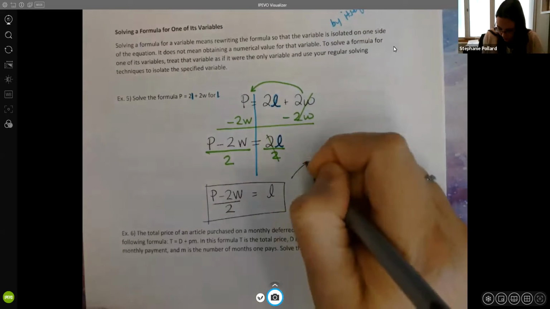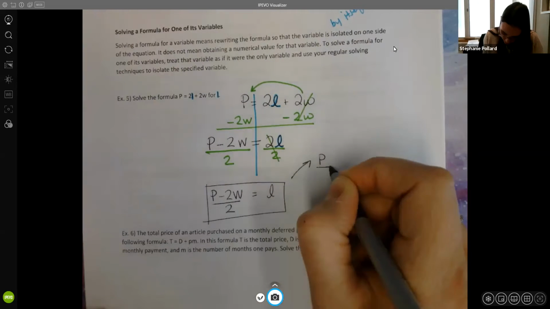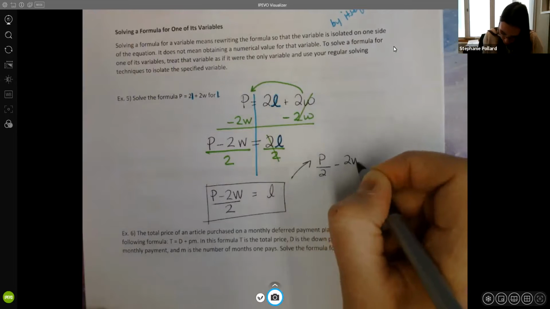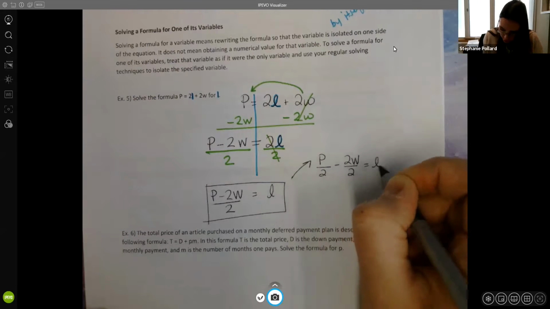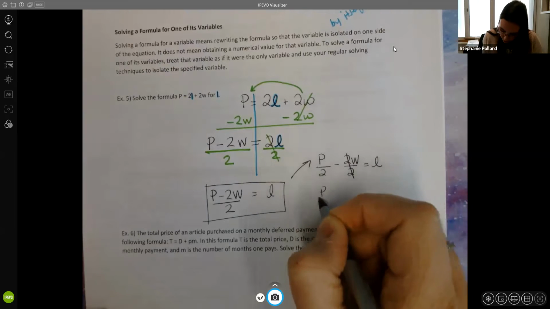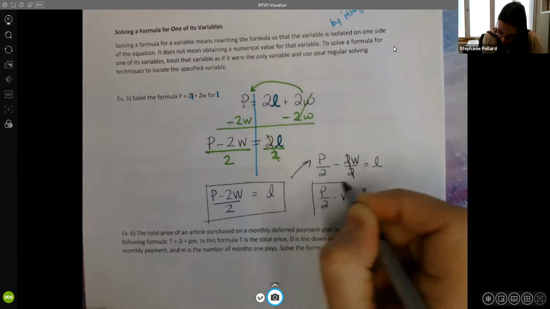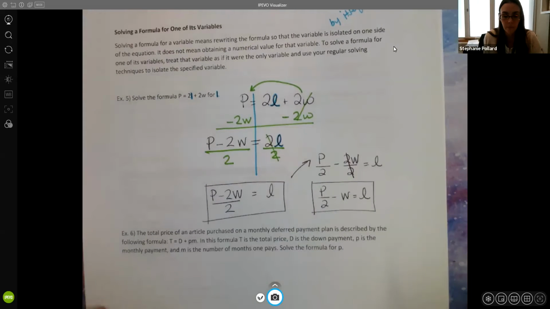Now you could also write it like this. When you have a large fraction like this, you can split it. You just have to make sure each part of the numerator gets the denominator too, like this. And then you can simplify. So I cannot simplify the first group here, but I could simplify the second group. So this is another acceptable way that you could write this.